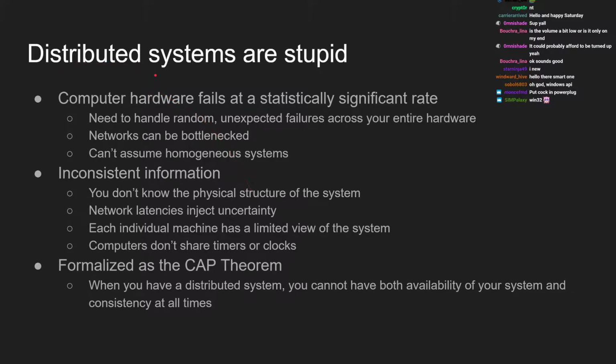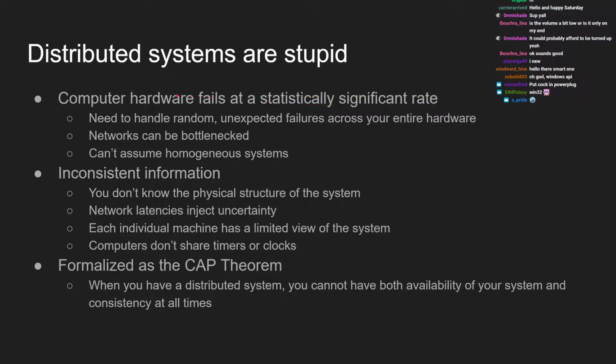So distributed systems are stupid. Let's just get this out of the way. They're stupid. And there are many, many reasons for this. And you don't have to read all this, you just have to know that they're stupid. Number one is computer hardware fails at a statistically significant rate. Hardware fails all the time.